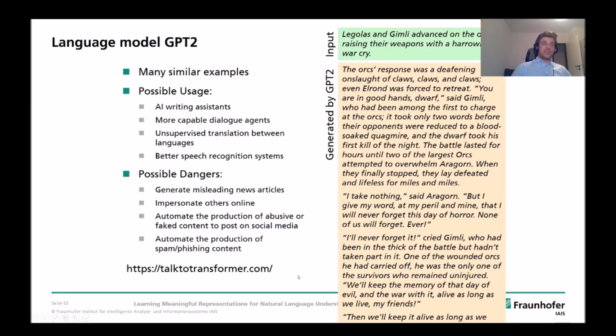The page talktotransformer.com sadly is not available anymore. On this page, you could have tried out the GPT-2 model. But in our NLU showroom, we will have a German GPT-2 model ready in the near future. So we're currently working on this. OpenAI, even though they said that the model is too dangerous to release, has by now released the full model. And you can also download it and experiment with it if you have the hardware to do so.